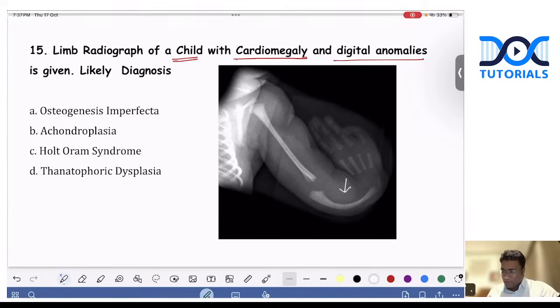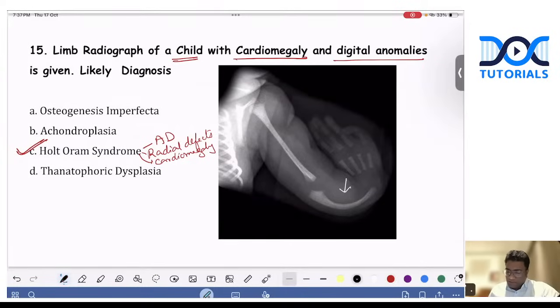Very good. This is Holt-Oram syndrome, right? Autosomal dominant condition. You're having radial defects, right? And cardiomegaly also is there. So all of these go in favor of Holt-Oram.